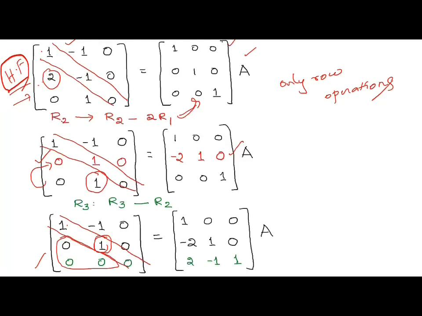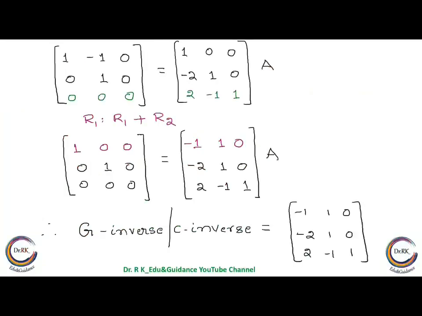Again, repeat. Here only row operations, right? So there we can go for R1 is R1 plus R2. We apply the same operation repeatedly on this matrix as well as on this matrix, right? Now you can see, it is upper triangular, all are zeros below, and the diagonal elements contain ones and zeros only.